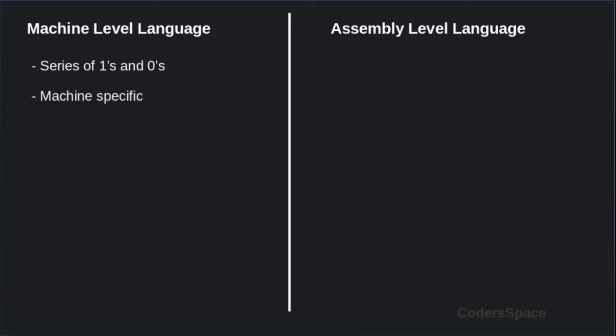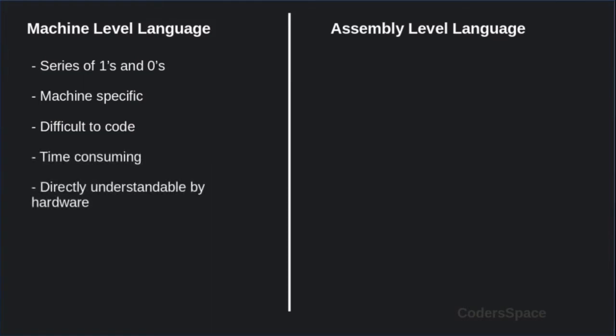Machine level languages are machine specific, that is, machine dependent. For every machine, the machine language will have different instructions, and they are very difficult to code because it's not easy for us to code using a series of zeros and ones. Programming using machine level language is also very time consuming, but it is directly understandable by the hardware. We do not have to perform any further actions on it.